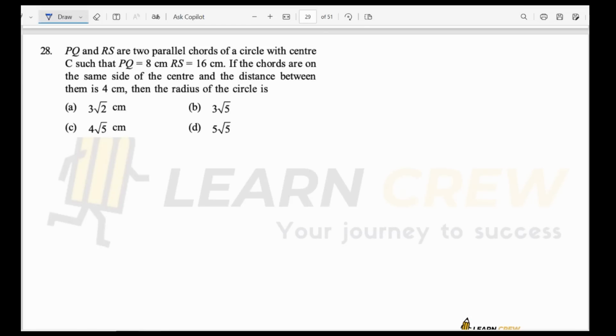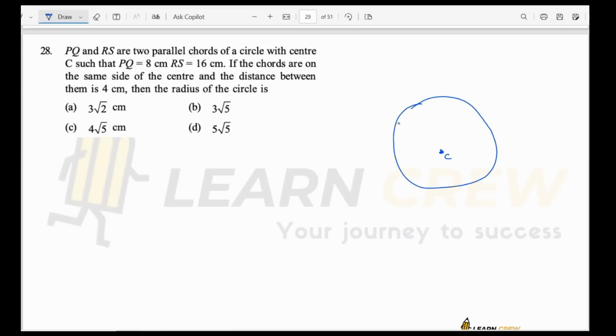First, you have to draw the diagram of what you understood. Thereby, you will get the idea. PQ and RS are two parallel chords of a circle with center C. So there is a circle with center C, and PQ is equal to 8 centimeter, RS is equal to 16 centimeter.